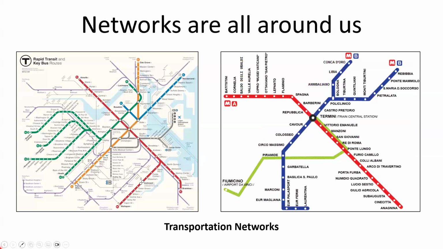Many of us may have even traveled on a network today to wherever we're at. We may live along a network. On the left here, this is a map of the T transit system in Boston. On the right is the metro system in Rome. And what you can see is this itself is a network. Each individual stop along the tracks can be thought of as a node, with connections being thought of as edges.